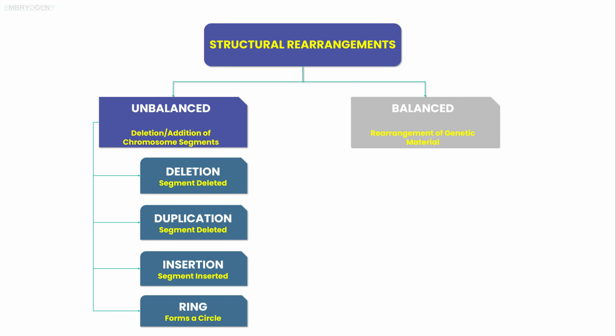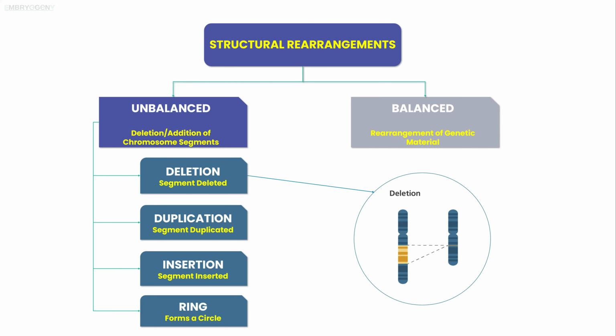Unbalanced structural rearrangements. Unbalanced structural rearrangement can be classified into four types: deletion, duplication, insertion, or a ring. During deletion, a segment of a chromosome is deleted. This results in a total loss of genetic information. And since there is a loss, this is an unbalanced structural rearrangement.